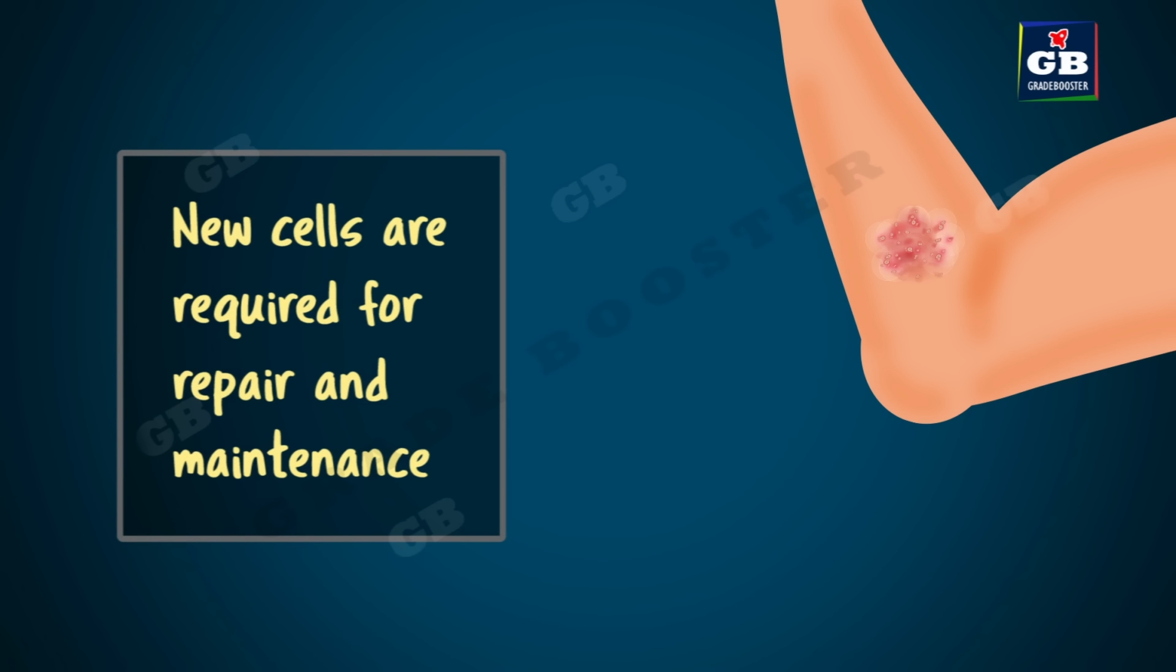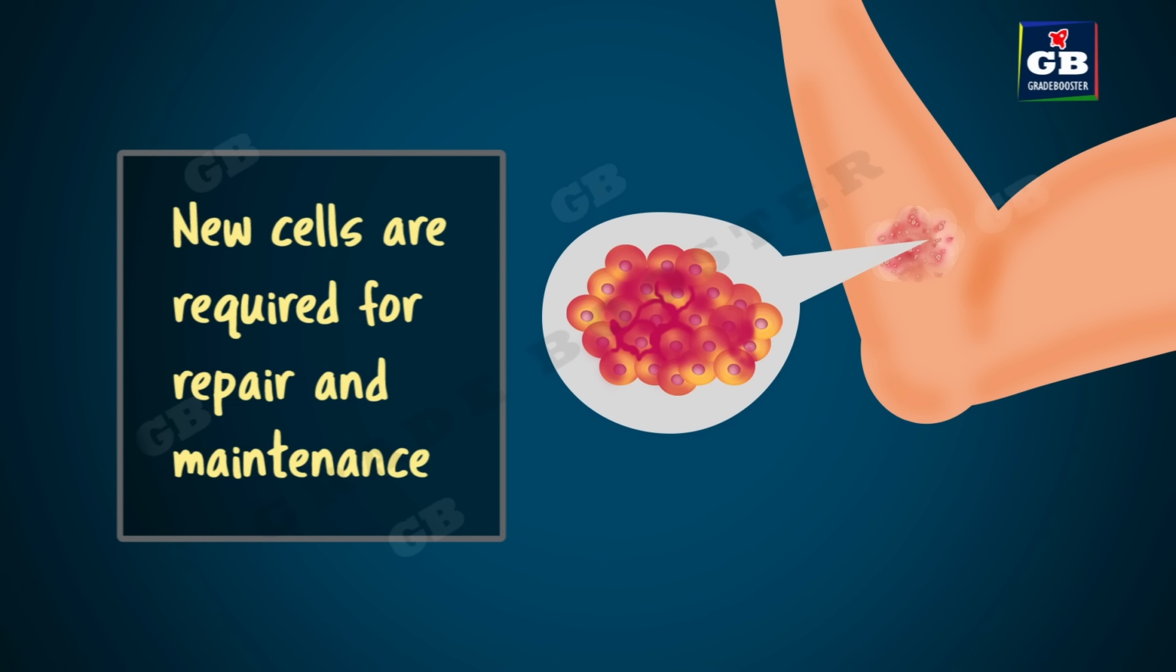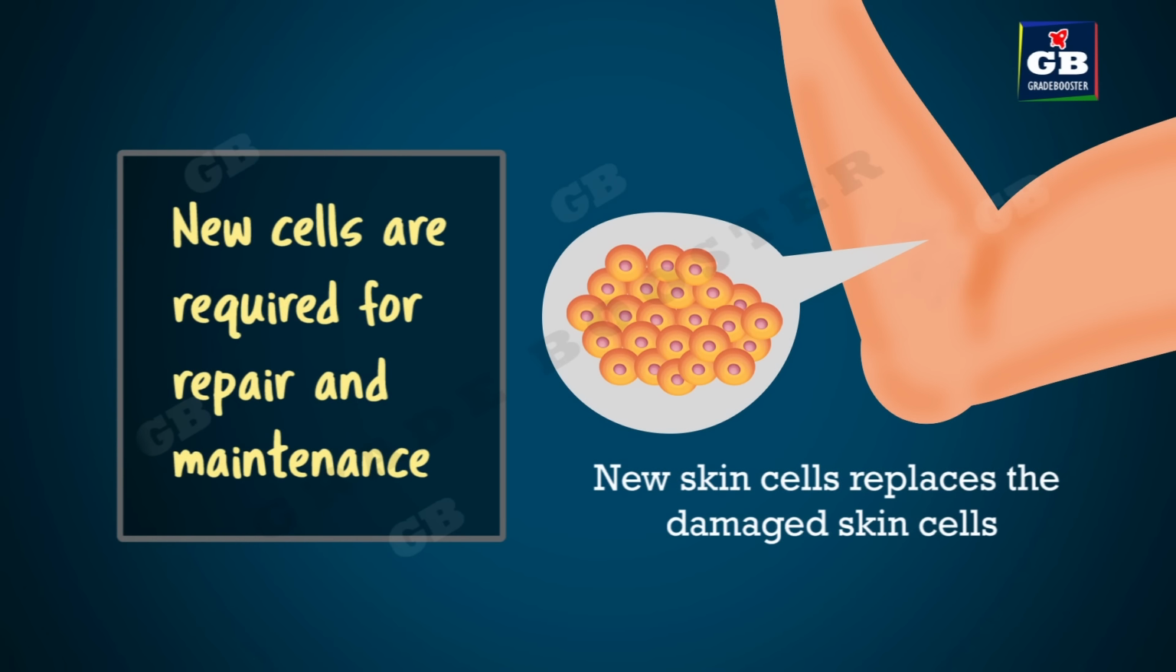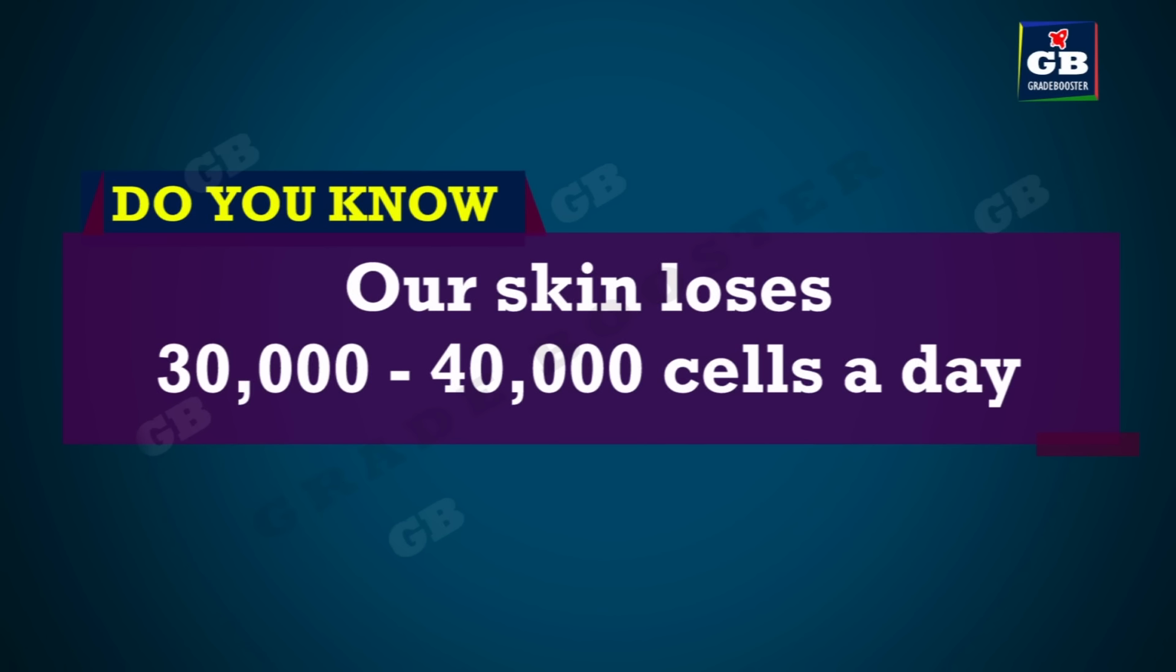In the same way, for repair and maintenance of our body, new cells are required. For example, if someone falls and gets their hand or leg skin bruised, in a few days we see new skin formed. This is because of the mitotic divisions of skin cells. Do you know our skin loses 30 to 40,000 cells a day? All these cells have to be replaced with new skin cells. So these new skin cells are formed by mitosis.